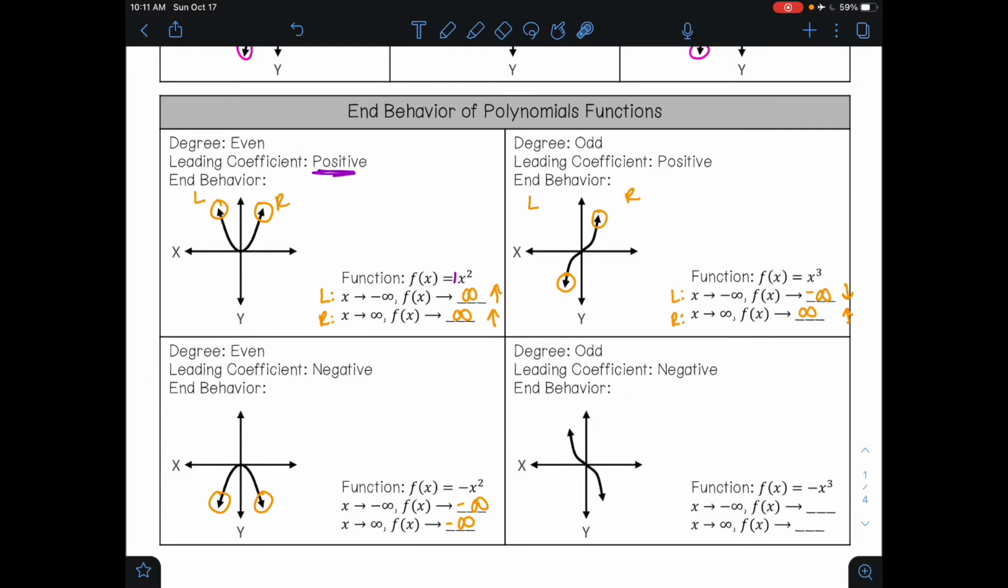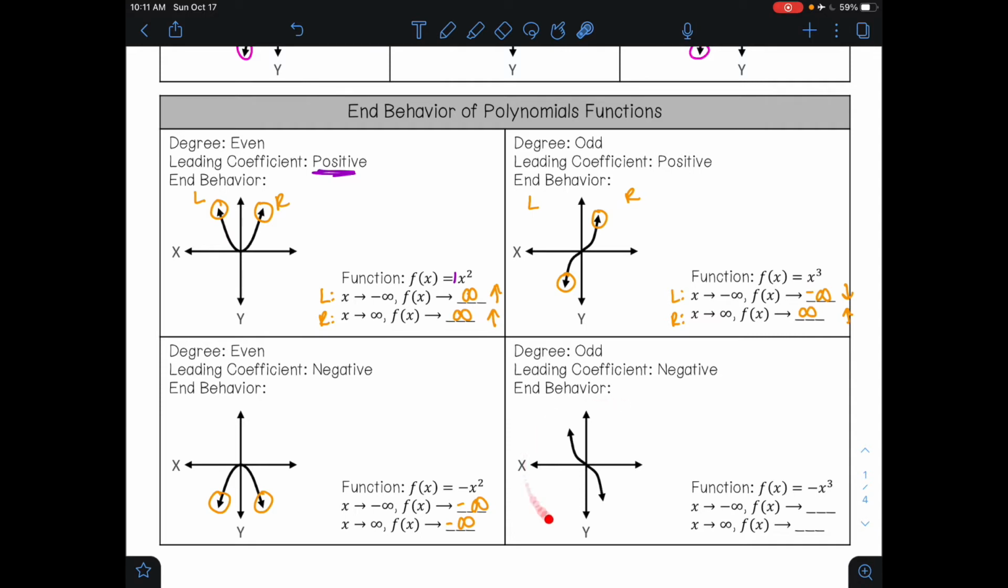Something that I want to point out to you, whenever your degree is even, either both sides go up if your leading coefficient is positive, or both sides go down if your leading coefficient is negative. When we look at our odds, they are going in opposite directions. So with your end behavior, if your function is even, then where your y values are going should be the same. And if your function is odd, then they're going to be the opposite.